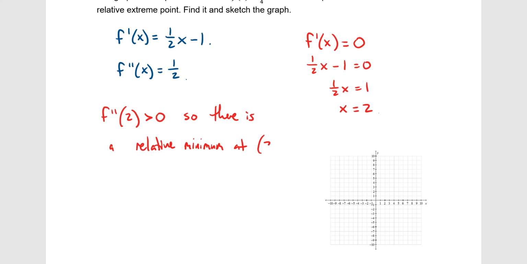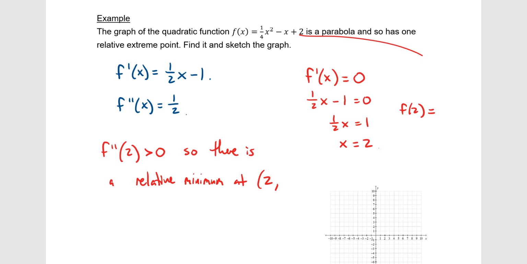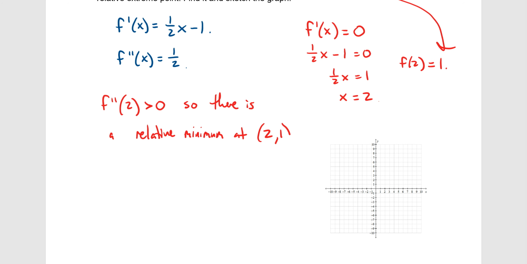at x equals 2. Let's go ahead and just find the y value while we're here. So that's f of 2. Plug in 2 into the function to find the y value, and we would get 1. So there is a relative minimum at (2, 1).